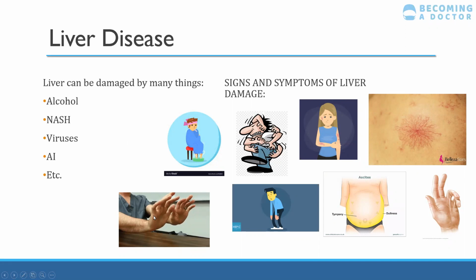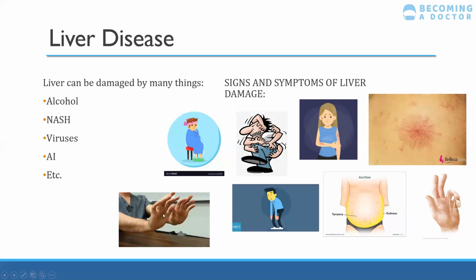And there's something known as asterixis, which is when, in this image, as you can see, the palms are out like this, and there's a flap which the patient will show, and this is done without them realizing. You can see this more clearly when the patient closes their eyes.